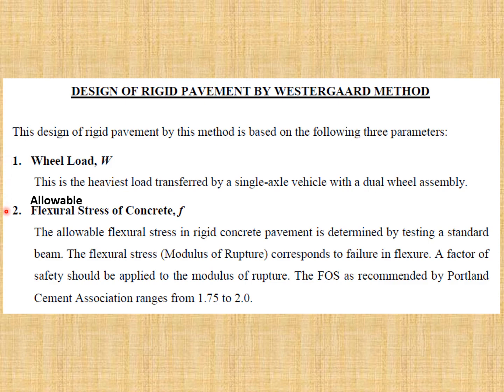Number 2, allowable flexural stress of concrete, denoted by small f. The allowable flexural stress in rigid concrete pavement is determined by testing a standard beam. The flexural stress, or modulus of rupture, corresponds to failure in flexure. A factor of safety should be applied to the modulus of rupture. The factor of safety as recommended by the Portland Cement Association ranges from 1.75 to 2.